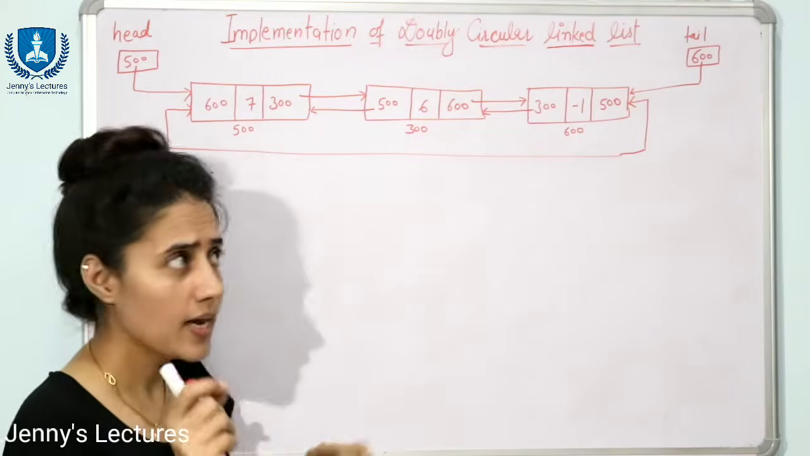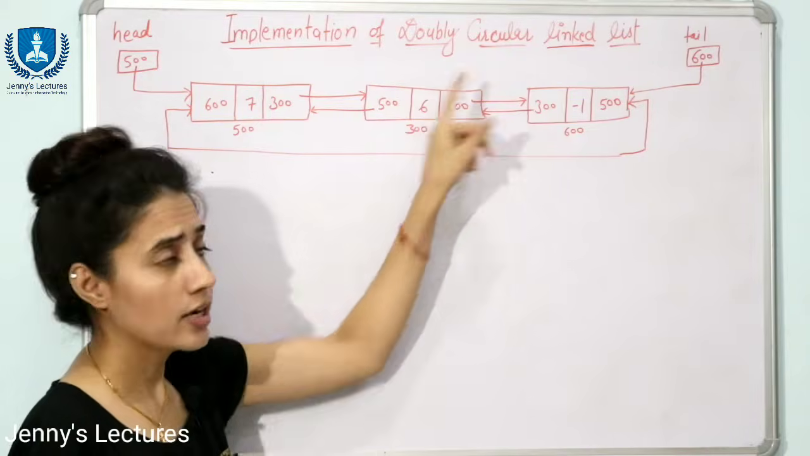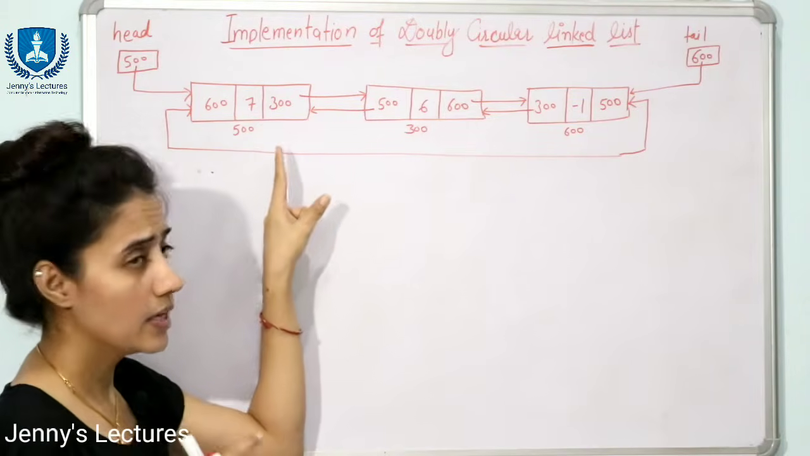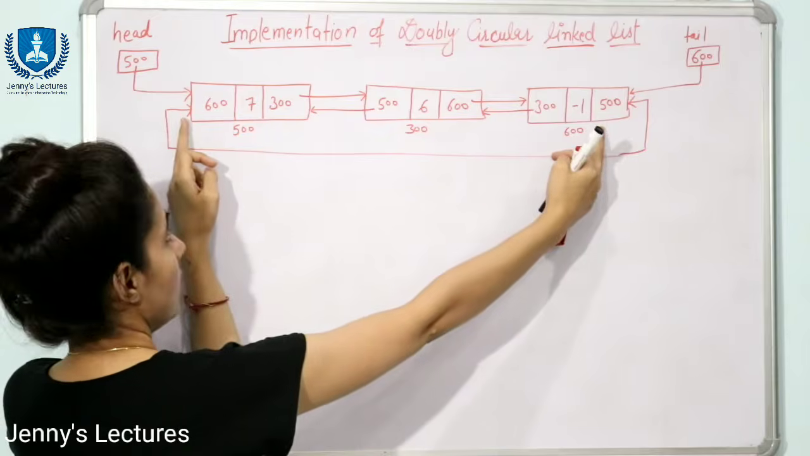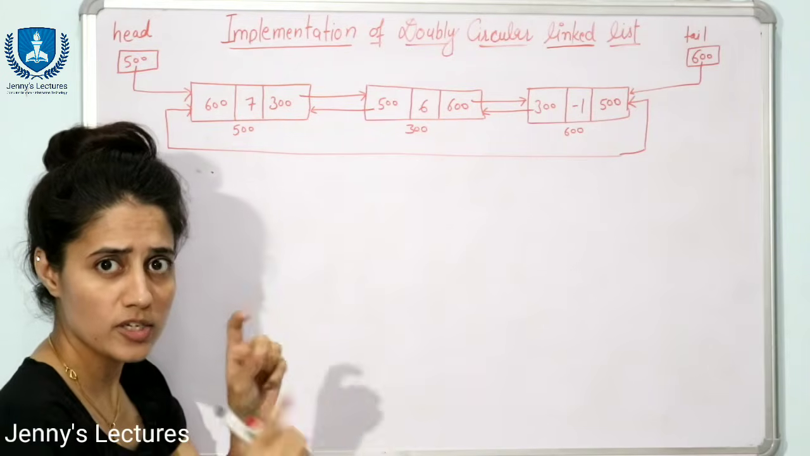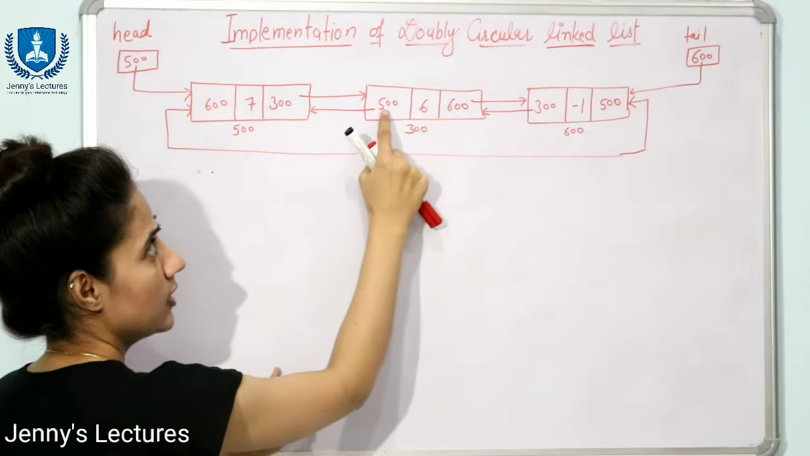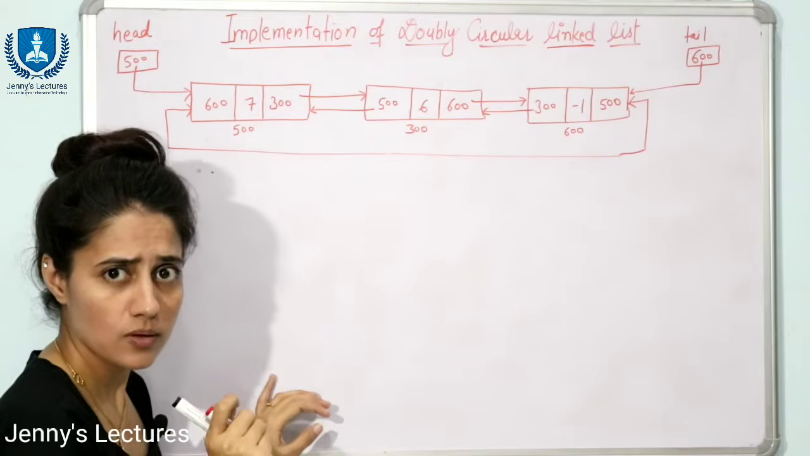As the name suggests, it has the properties of both doubly and circular linked lists. As you can see here, this is a doubly linked list. Each node has 3 parts. One is the data part and one is a pointer pointing to the next node. This pointer contains the address of the previous node, right?